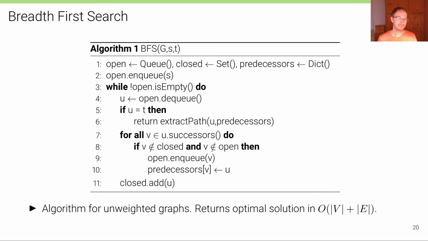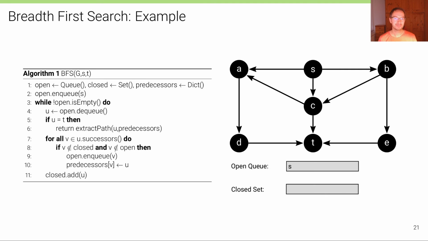So let's see how that works more concretely in an example. I think that simplifies things. So here we have an example graph, which we want to apply our breadth-first search algorithm to. We have the source here and the sink here. And we want to find the shortest path from the source to the sink in terms of the number of edges to be traversed. And we start by putting S into the open queue. The first thing we're going to do is we're going to dequeue S. And S is of course not the sink.